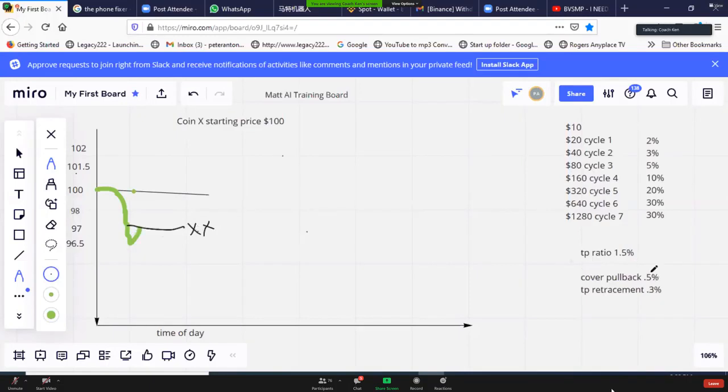That's our cover pullback. You can adjust it, but these are suggested parameters, okay, from everybody.